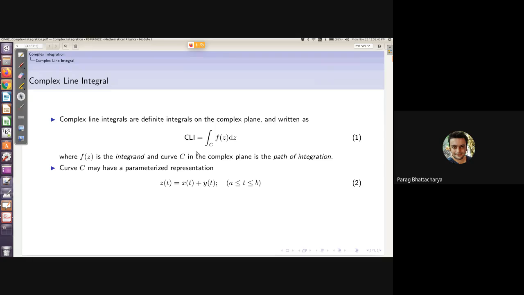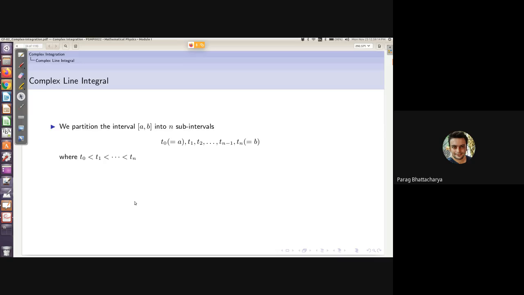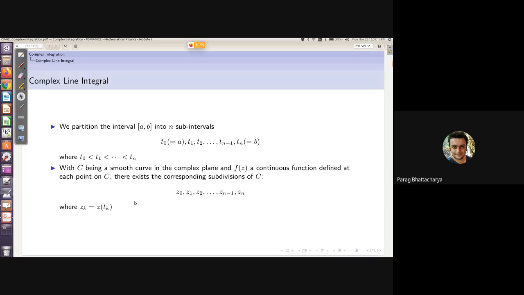Now this curve C may have a parameterized representation. That means we could represent this in terms of some parameter t. This need not be just t; you could call this parameter some other real number, let's say theta. The positive sense of the curve is the direction of increasing t. That direction in which t increases is considered to be the positive direction of C. Now what we do is partition this into many intervals.